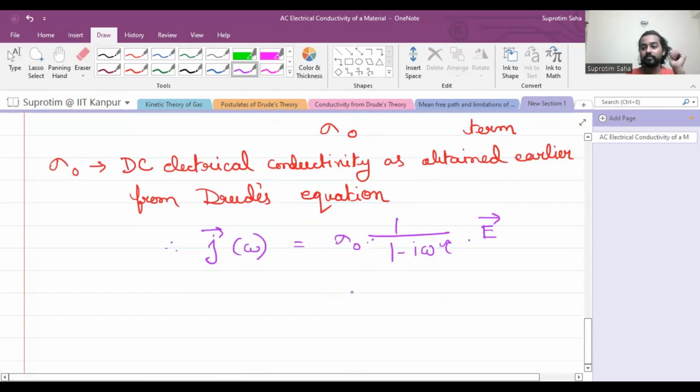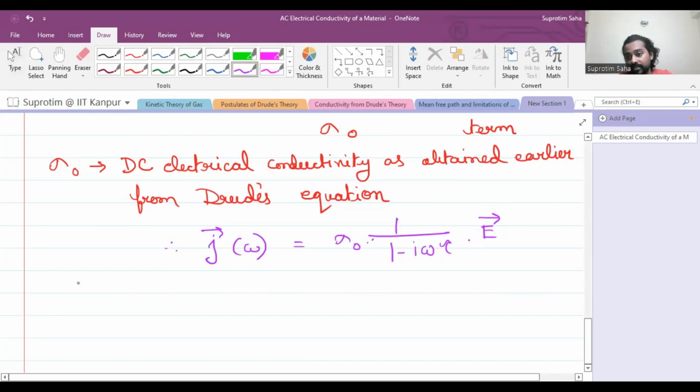Now we have an AC form of the current density, and now we also have an AC form of the conductivity. So this is similar to the DC conductivity, except for the fact that a term 1 by (1 minus i omega tau) is added. It's multiplied, in fact, rather.